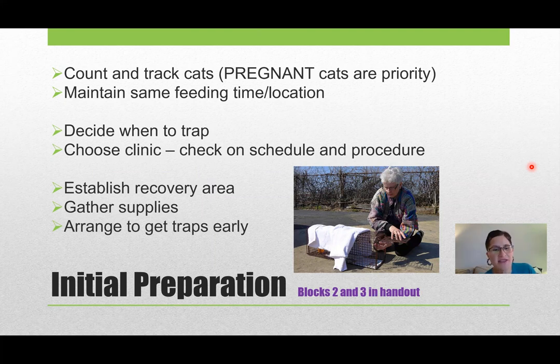All right, so now you have all this information. You're like, this is a lot of stuff. What do I do first? Well, you want to count and track the cat. So you kind of already have to have an idea of who it is that you are going to be taking to get fixed. If you have a pregnant female in your group, she is numero uno. She is the first one to go. So pregnant cats are going to be your priority.